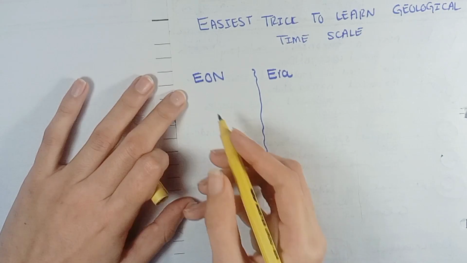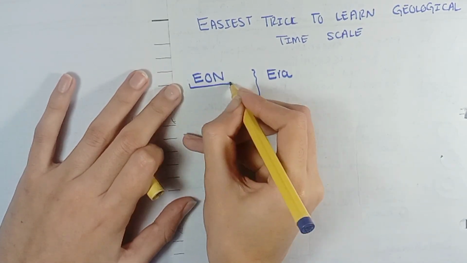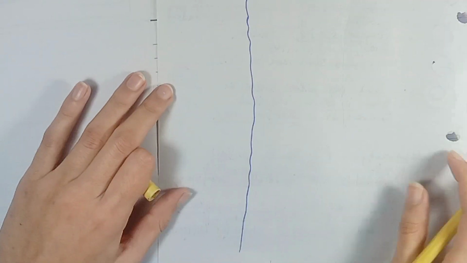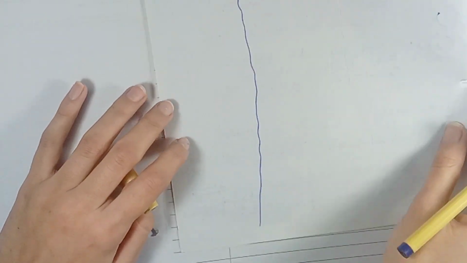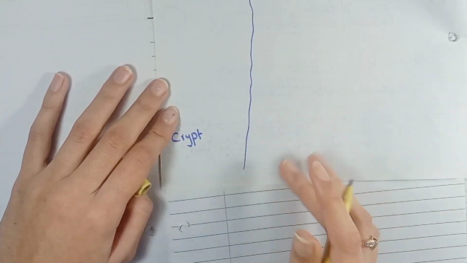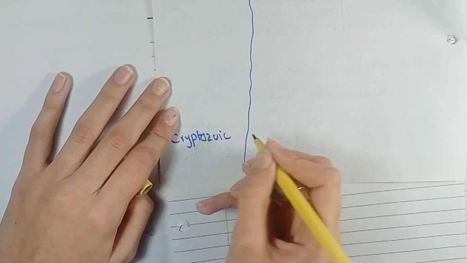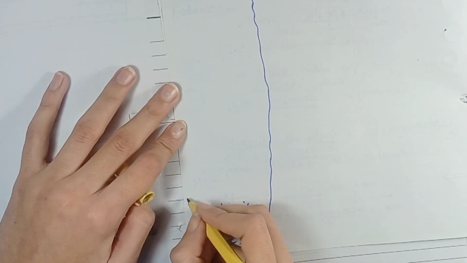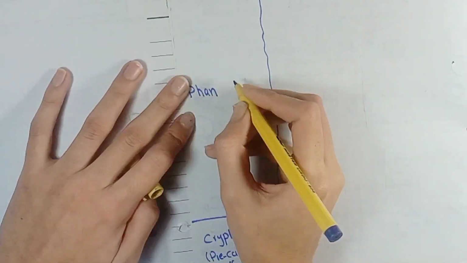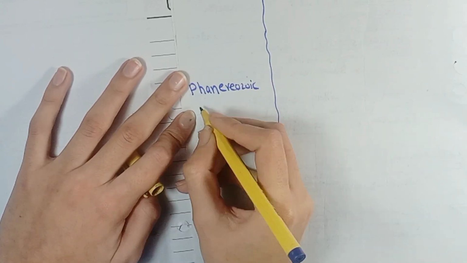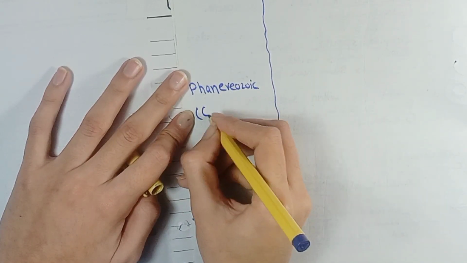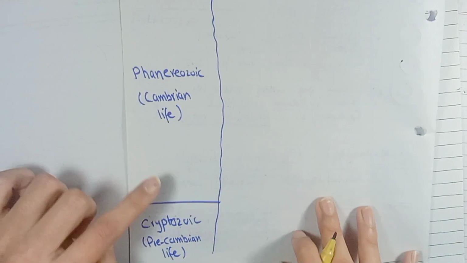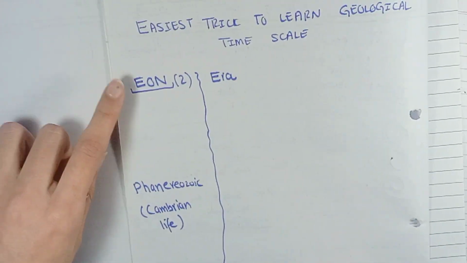First of all, there are two eons in which the geological time scale is divided. The first eon is Cryptozoic, and another name for Cryptozoic is Precambrian life. The second eon is Phanerozoic, and the other name for Phanerozoic is Cambrian life. So there are two eons, one of them is the Precambrian and the other is the Cambrian: Cryptozoic and Phanerozoic. These are the eons.